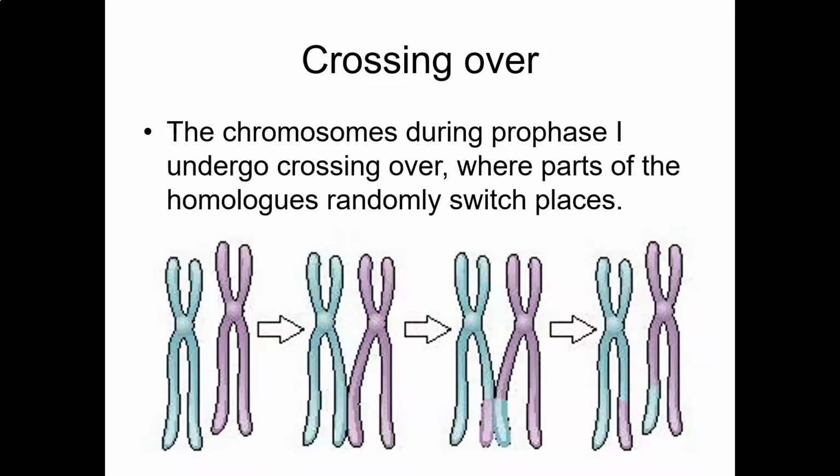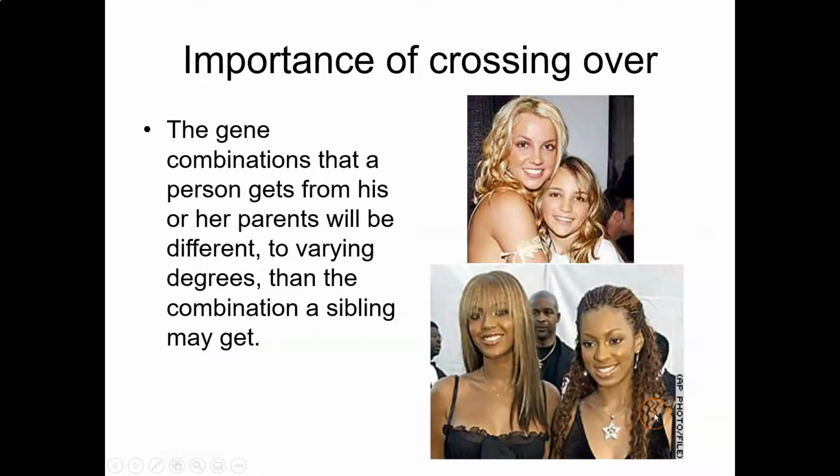See, during prophase 1, when they form tetrads, there's times when the chromosomes are going to overlap on each other. As they overlap, they're going to break apart. And when they separate in anaphase 1, they're going to have completely mismatched DNA. This creates a combination of different traits. So the gene combination a person gets from the parents will be different to varying degrees. And then they may get a combination that's different from the sibling.